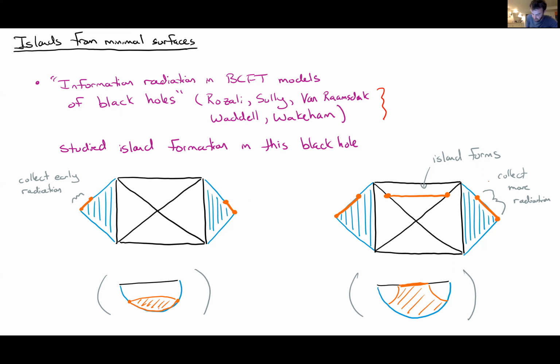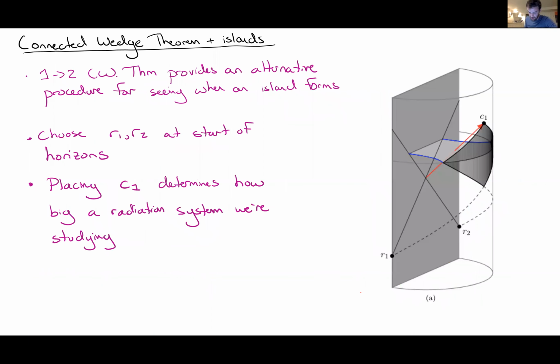Okay, so this is the standard way of doing this. We use the RT formula. We can see this transition to a setting where we can reconstruct the interior of the black hole. And now what I claim is that instead of using the RT formula, we can use the connected wedge theorem and also figure out when an island forms, using this other tool, from this more causal perspective. So I need to tell you how to apply this theorem.